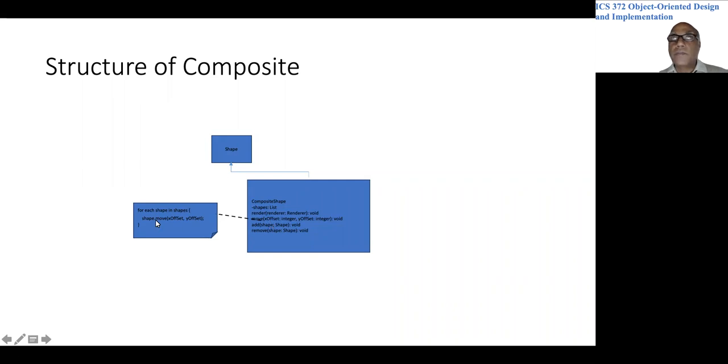That will affect every shape that is collected in the composite shape object, and the view would then be invoked to display the shapes again. And when it displays the shape, the render method would again have a loop like this, what I have shown here for the move. For each shape in shapes, it will say shape.render.